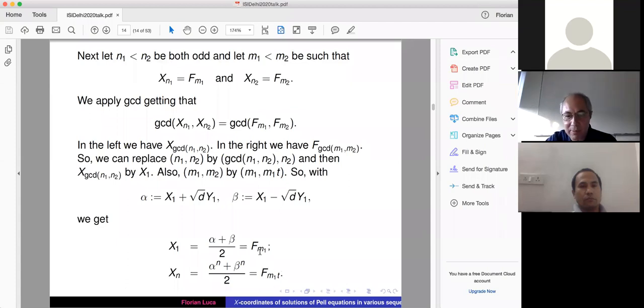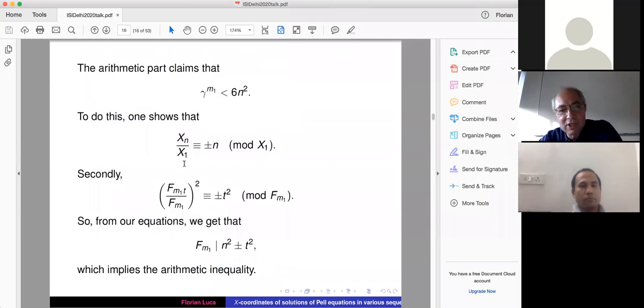The ratio of f sub m1t over f sub m1, you can write down some residual class for that one modulo fm1. And if you go to these relations, xn over x1 is plus minus n mod x1, and fm1t over fm1 is plus minus t modulo fm1. Those two numbers are the same. Well, the square of that one is the same. Therefore, the square of that one should be the same modulo x1.